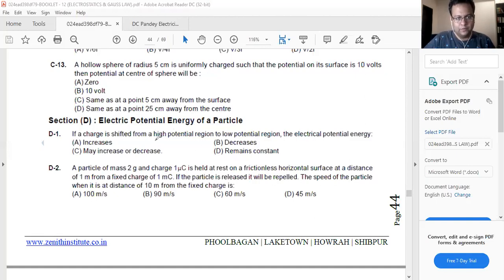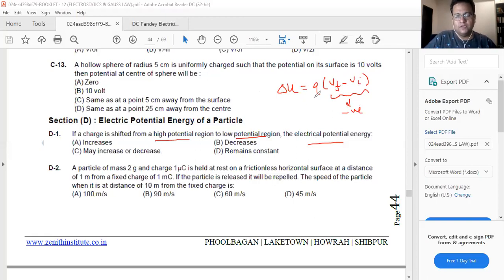Charge moves from high potential region to low potential region. You have to find out the electrical potential energy. So it is going from high potential to low potential, so change in electrostatic potential energy can be written as Q into V final minus V initial. So V final minus V initial will be what? Negative value.